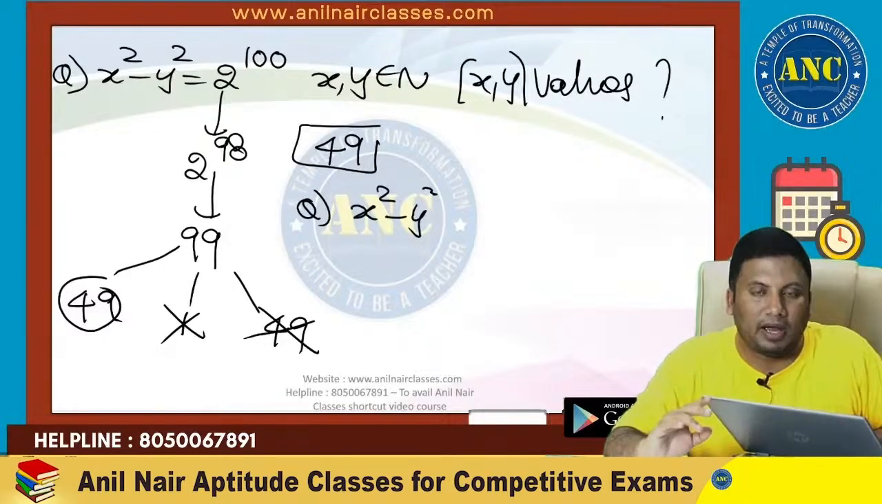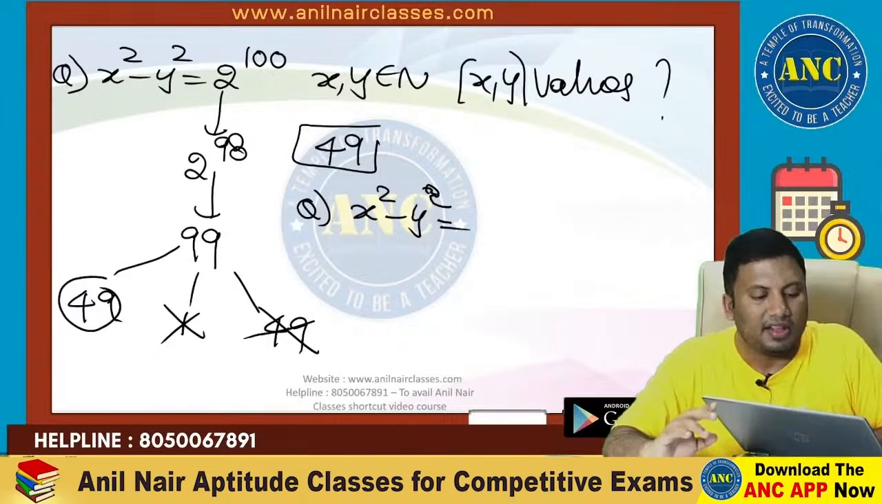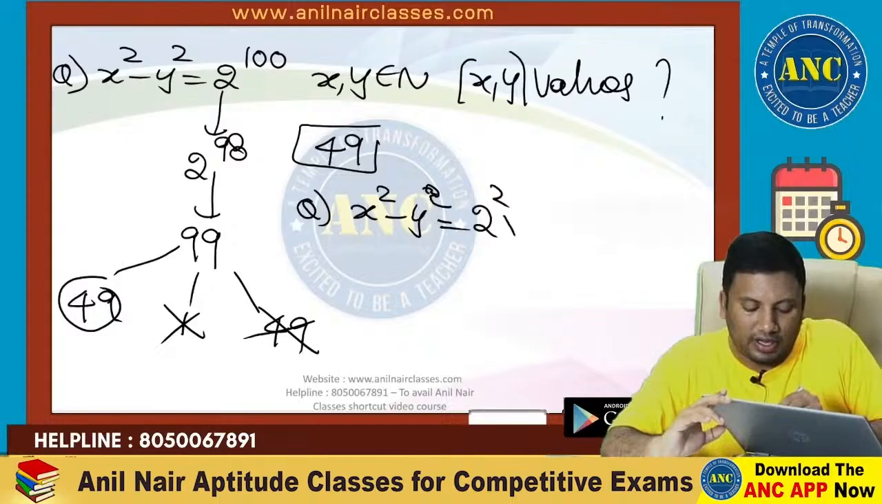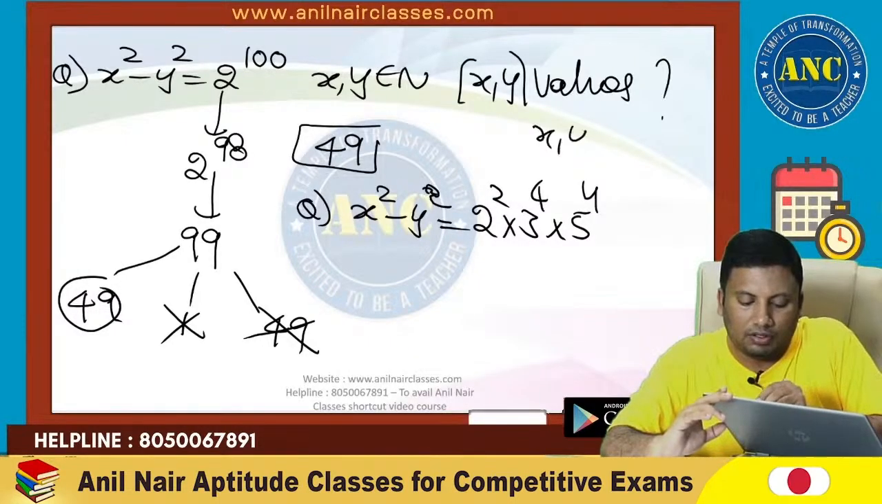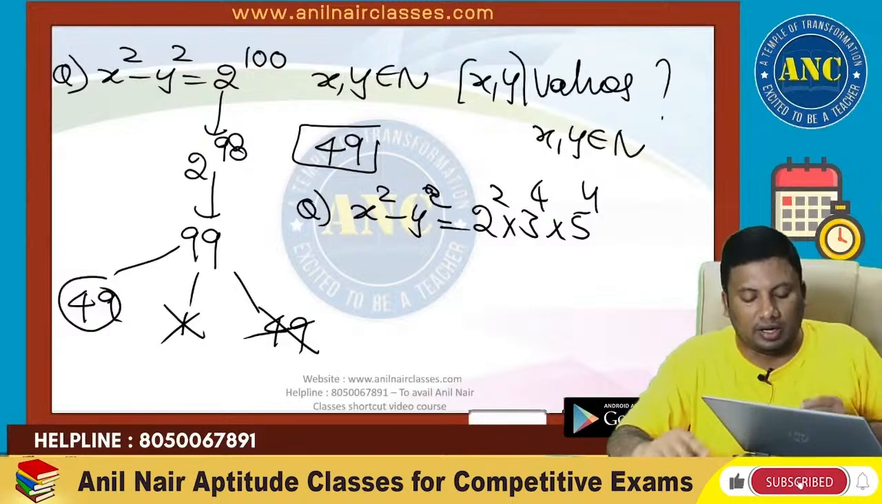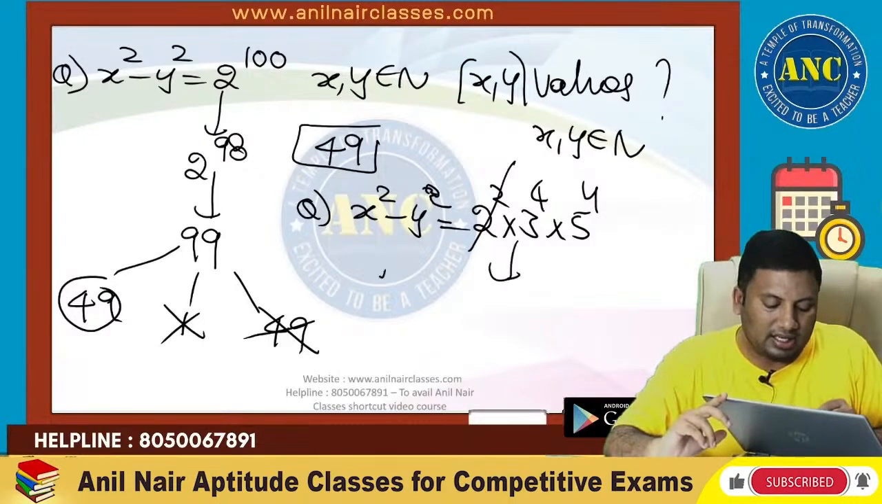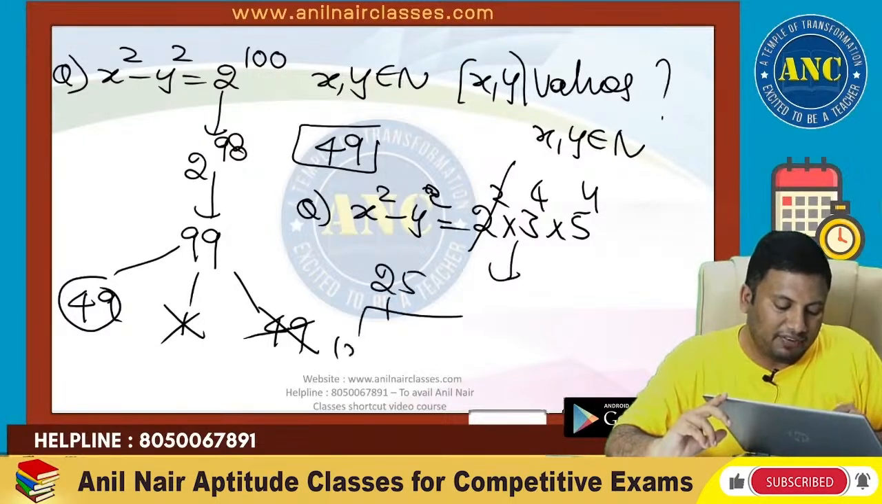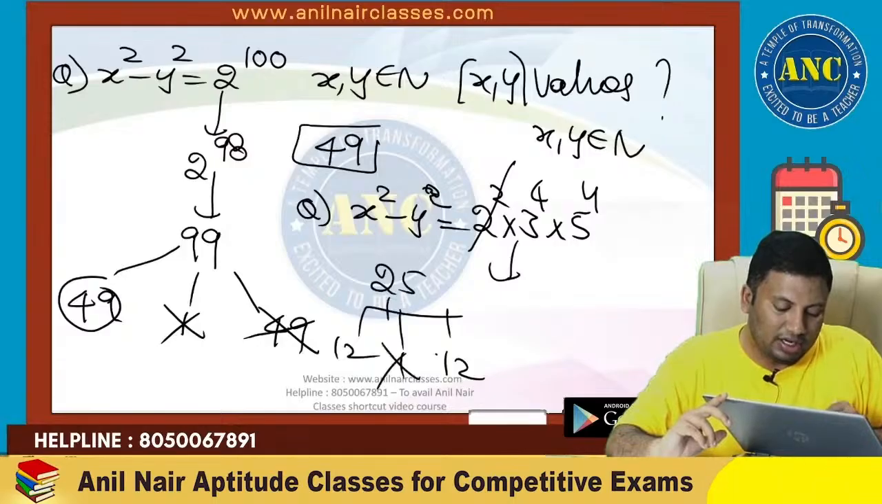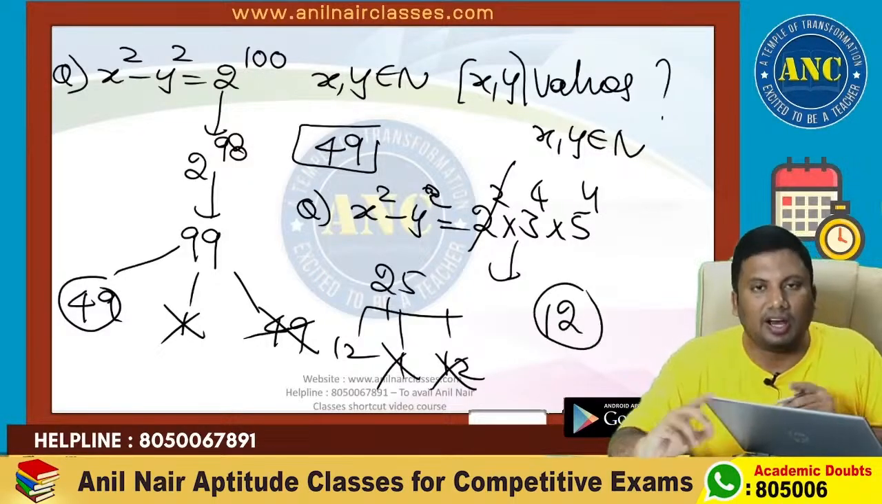X square minus y square equivalent to 2 square into 3 power 4 into 5 power 4. X and y are natural numbers. 2 square will get cancelled. 5 into 5, 25. 12, 12 and it is 1. Cancelled. Answer is 12. Are you all with me?